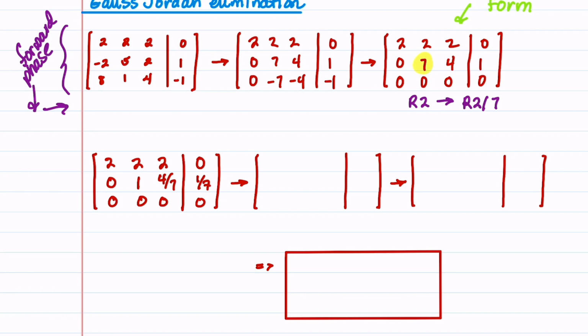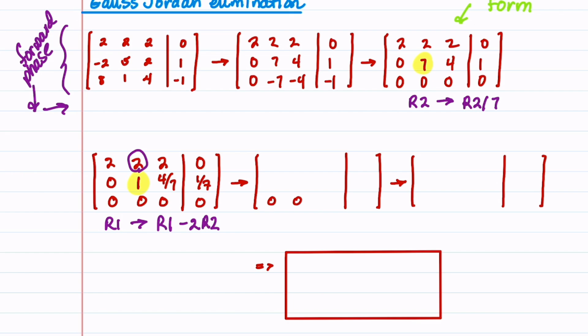Now what we're going to do, highlight our leading entry again, which is 1 now, which is great. And we want to get a 0 above that leading entry. So we're going to work off of the second row and change the first row. So row 1 becomes row 1 minus 2 row 2. And that'll turn that 2 into a 0.